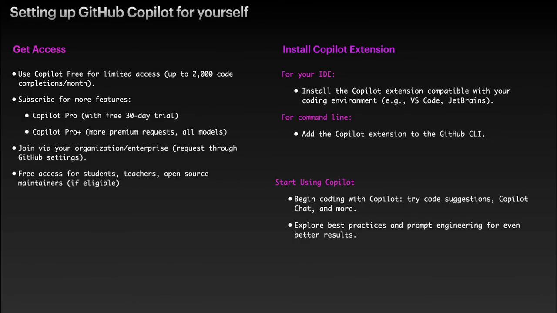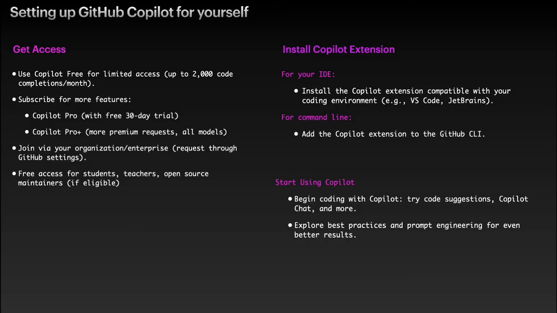So let's start with how to get started with Copilot. First, you need to get access. Use your free and limited access, up to 2000 code completions per month, or you can subscribe for more features. If you use Pro, there is a 30-day trial. If you are using Copilot Pro Plus, you get all models and premium requests.